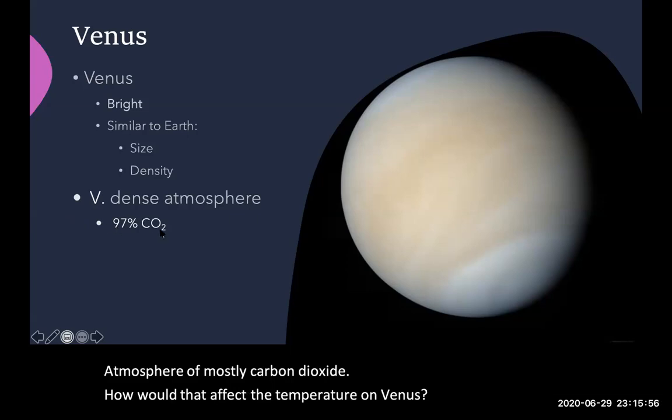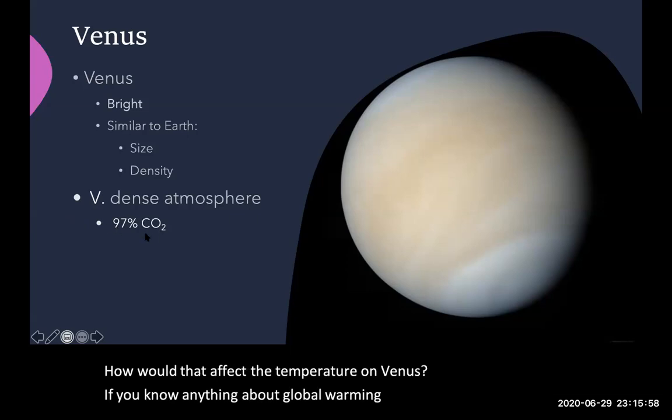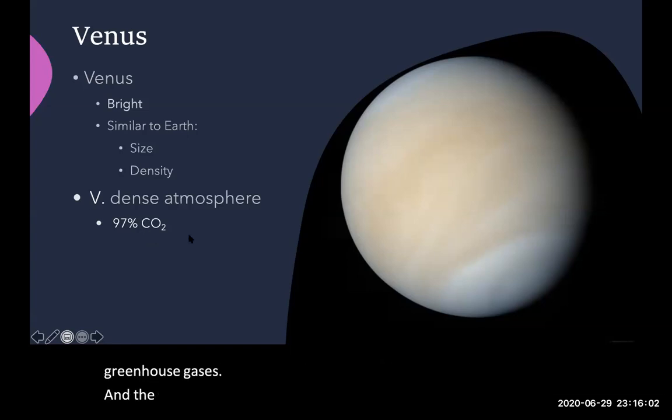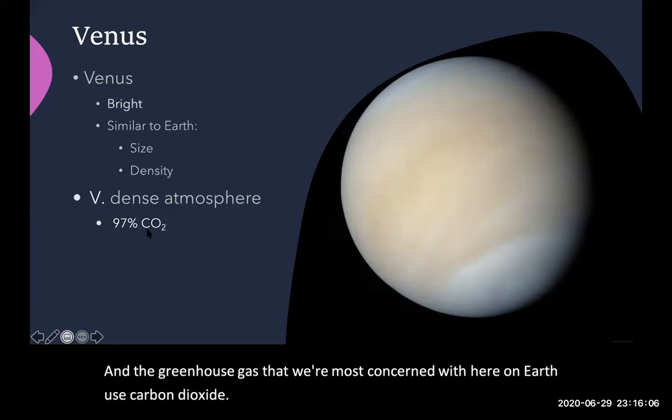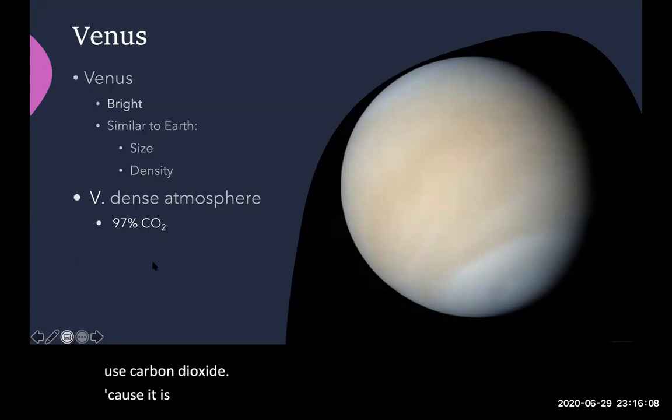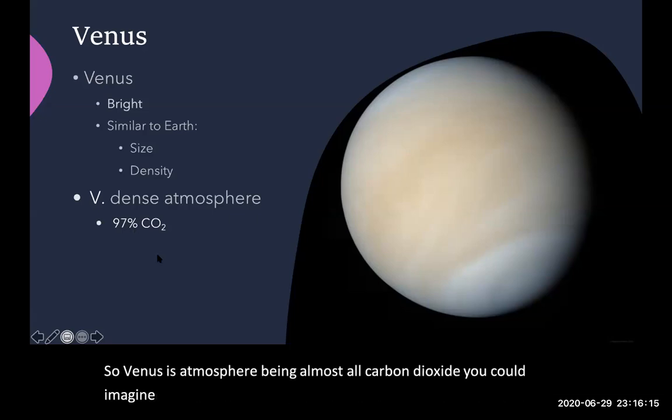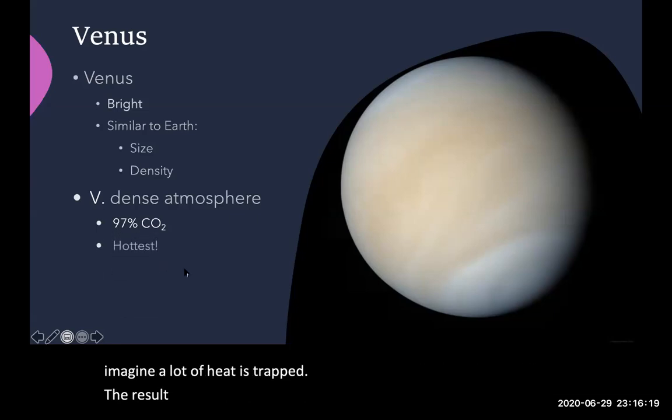Well, if you know anything about global warming, you know that that is caused by greenhouse gases. And the greenhouse gas that we are most concerned with here on Earth is carbon dioxide, because it is an effective trapper of heat. So Venus's atmosphere being almost all carbon dioxide, you can imagine a lot of heat is trapped. The result is Venus is the hottest planet, even though it's second closest to the sun.